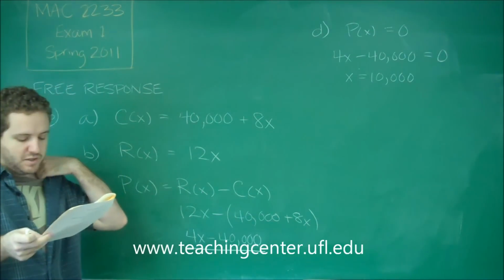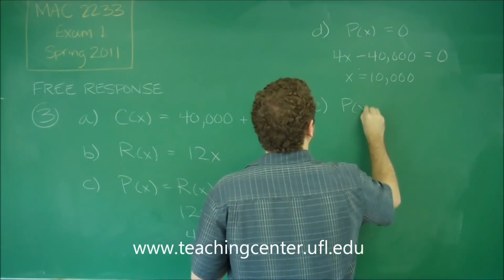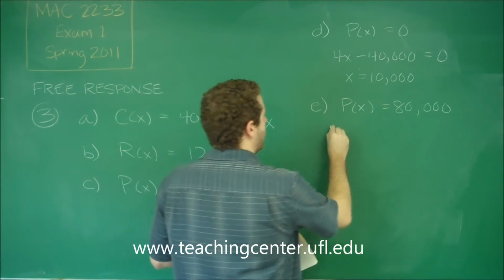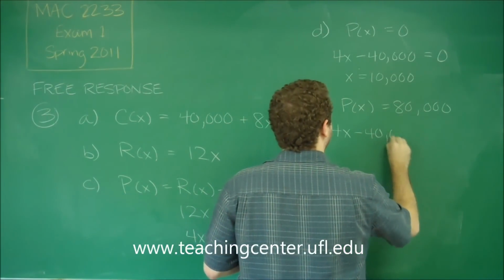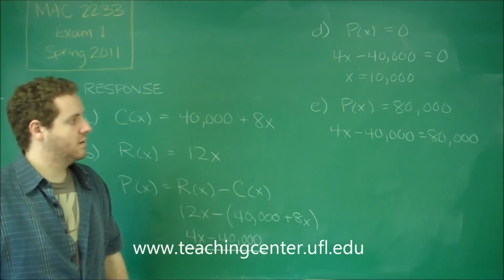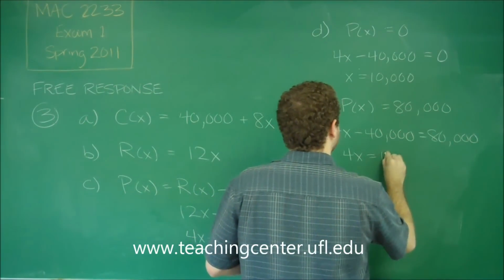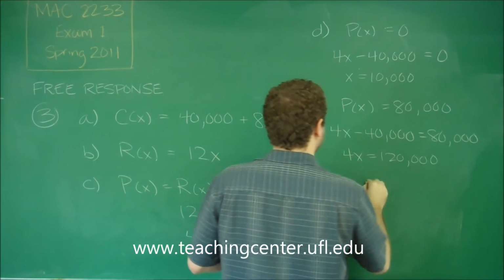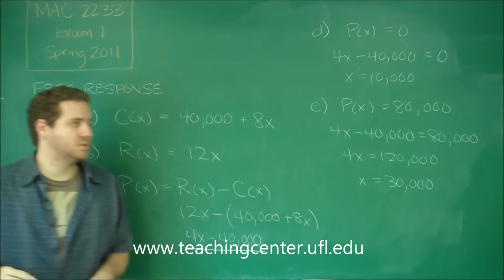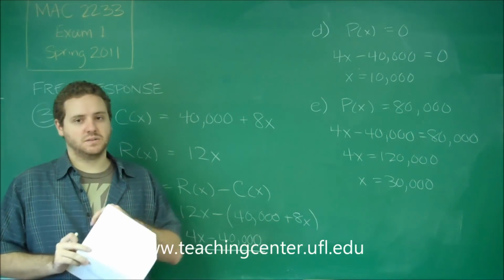And finally it said how many units must be sold to make a profit of 80,000. So for letter E, we just want our profit function to equal 80,000. So we want 4x minus 40,000 to equal 80,000. We just add the 40,000 over, so we get 4x equals 120,000. And if we divide by 4, we get x equals 30,000. So you would need to make 30,000 units to make a profit of $80,000.